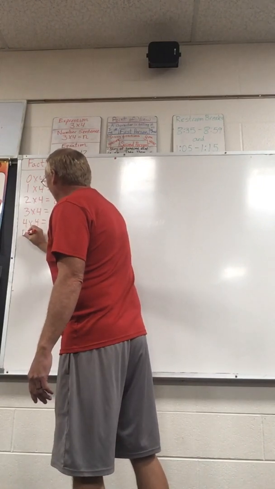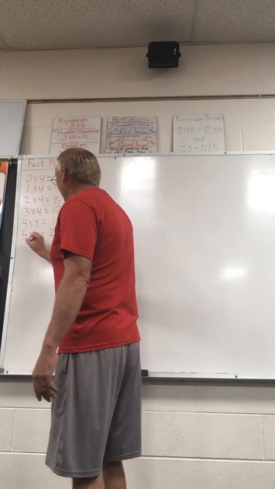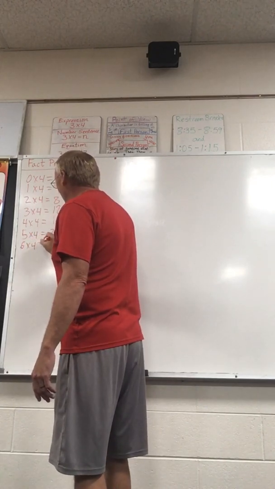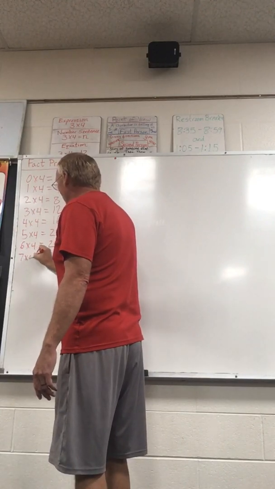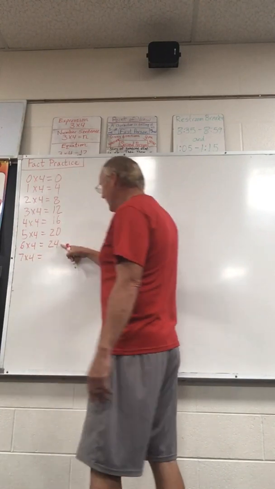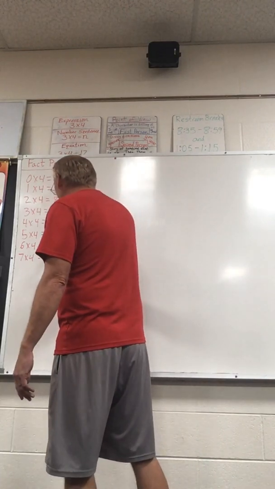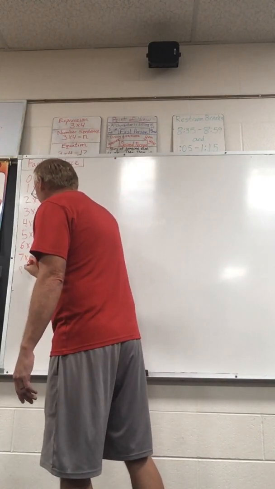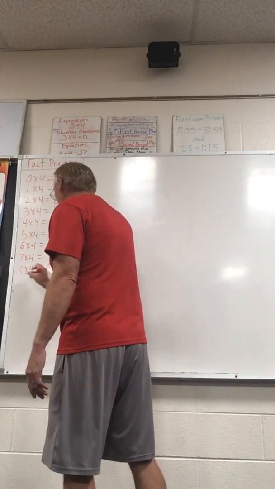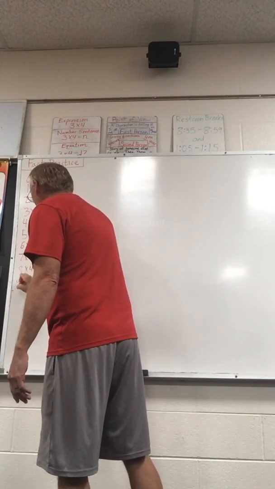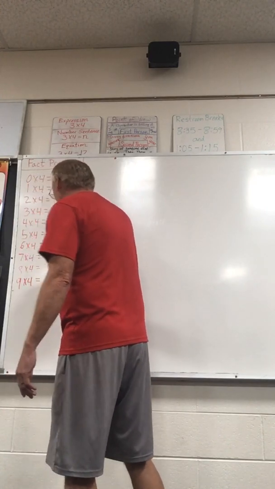5 times 4 equals 20. 6 times 4 equals 24. 7 times 4 equals, remember, all you have to do is keep adding 4 repeatedly, 28. 8 times 4 equals 32. And 9 times 4 equals 36.